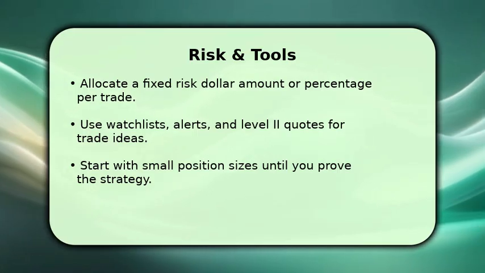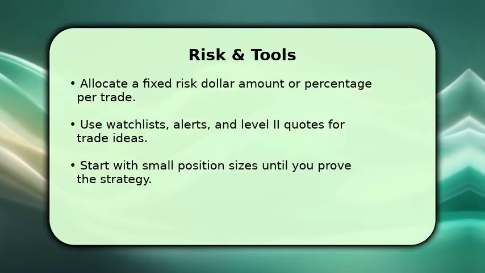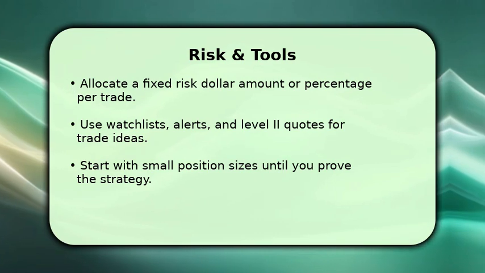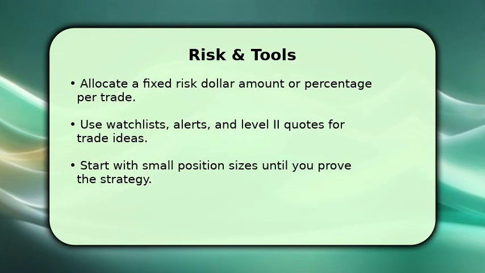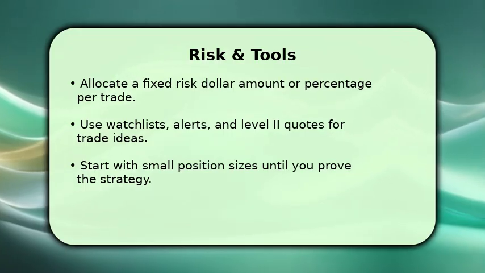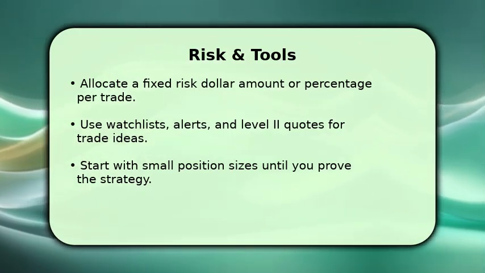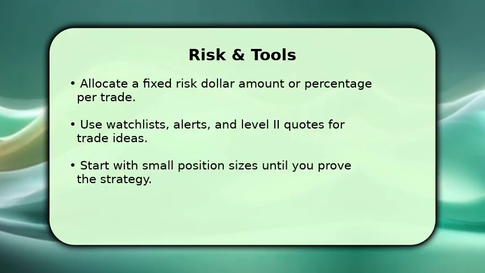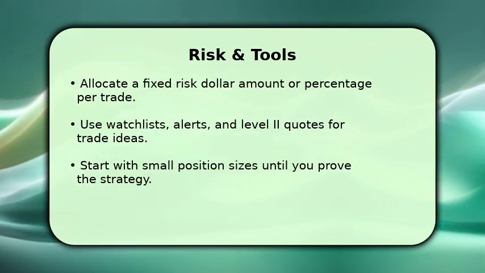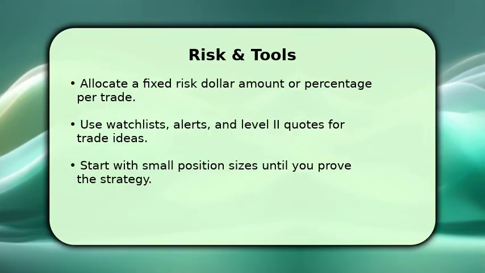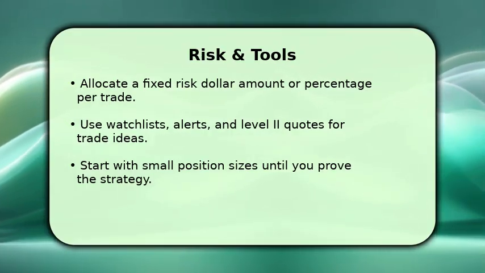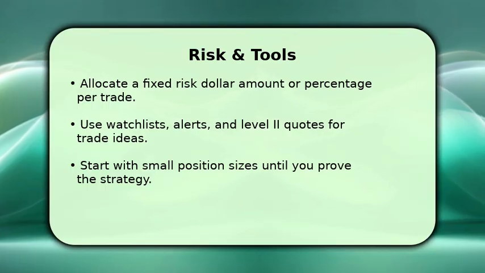Decide a fixed risk per trade, such as $100 or 1% of capital, and size positions accordingly. Use Etrade watch lists, alerts, and Level 2 data to spot momentum and liquidity. Backtest setups in a simulator, if available, and journal every trade with reason and outcome. Scale position size only after consistent success, and always keep a clear exit plan to limit emotional decisions.